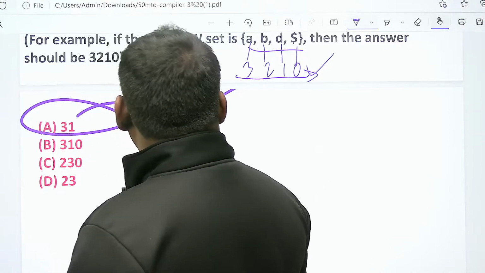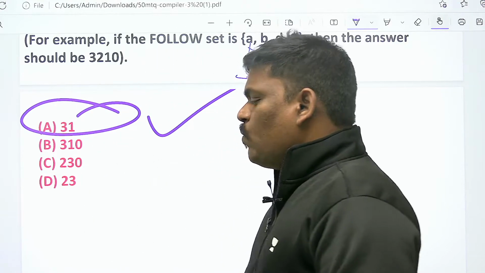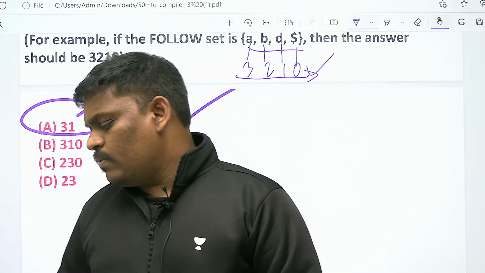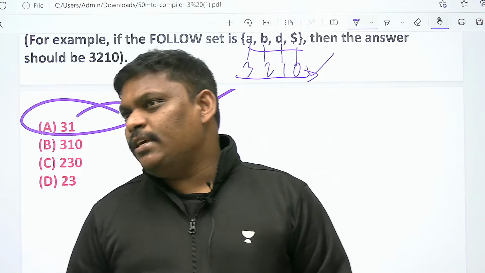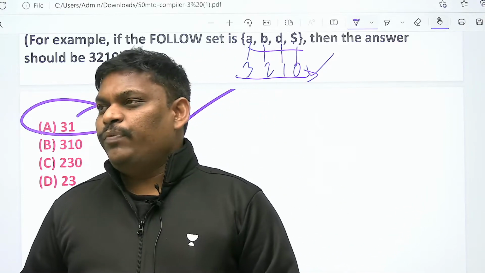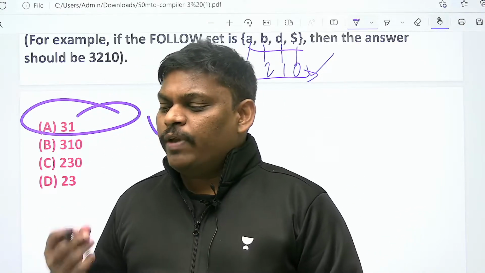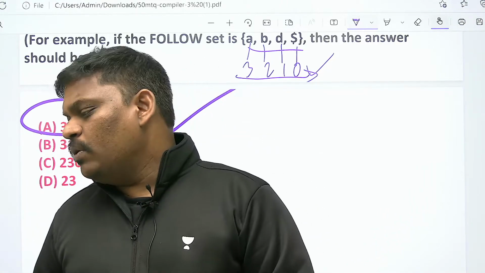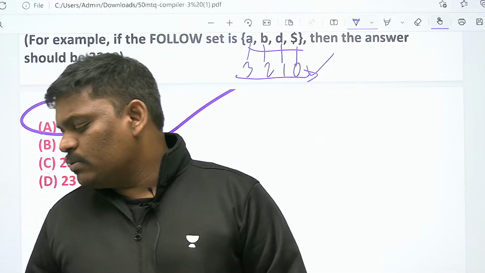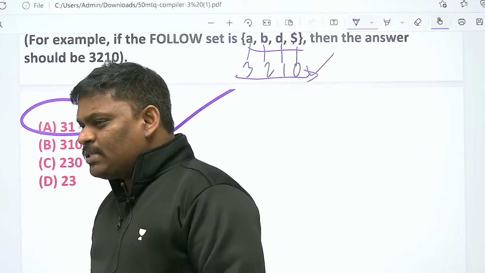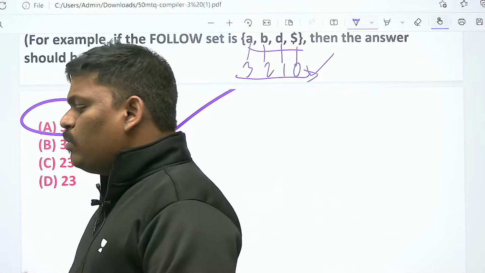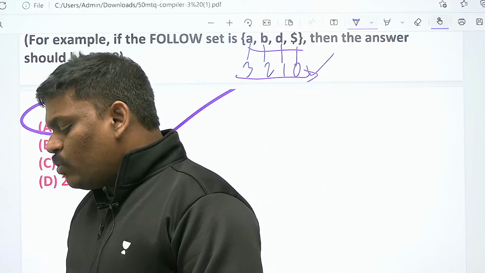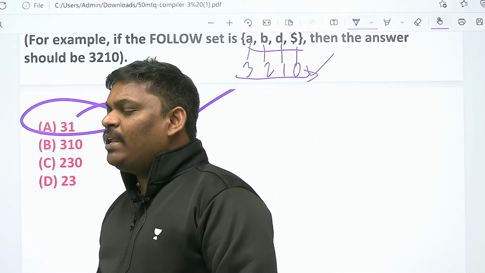And one more important thing. Listen everyone now. Compiler is very easy if you know first and follow. If you don't know first and follow, compiler is very tough. In our classes for first and follow, there are minimum 30 problems. First is 15 problems, follow is 15 problems. Totally 30 problems, with different variations.